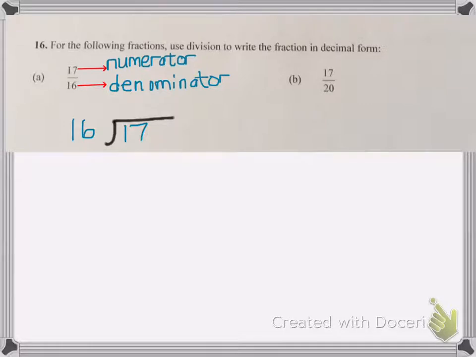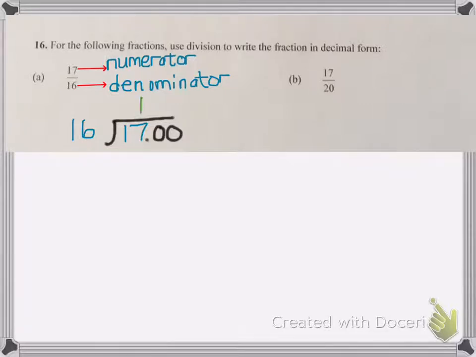Now, another thing to note is that this is an improper fraction because 17 is larger than 16. So when you get your decimal answer, you should expect a decimal greater than 1. Okay, let's start doing our long division. We know this isn't going to go in evenly, so it's going to be helpful to start adding a few zeros after the decimal place in 17 in case we need them to drop down.